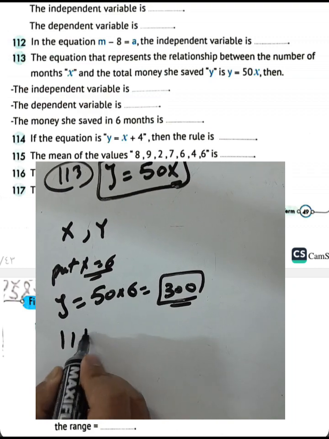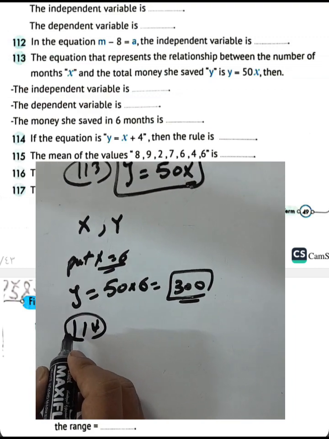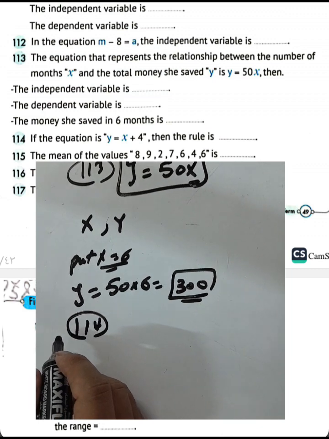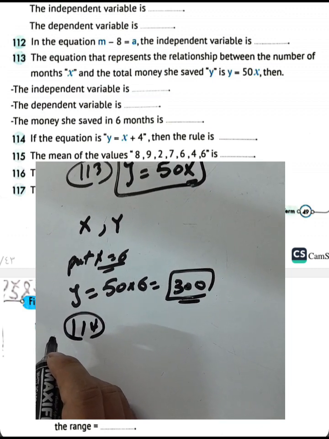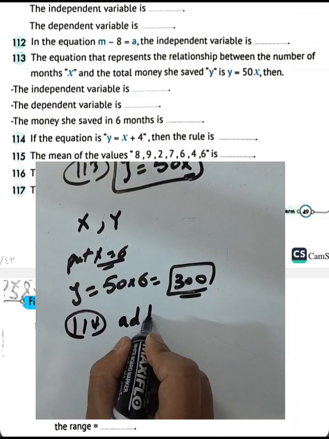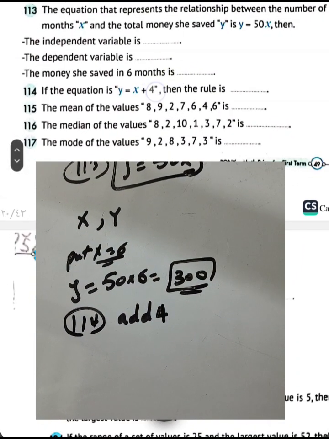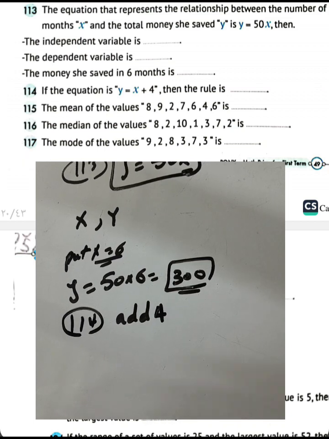Question 114. In the equation y equals x plus 4, the rule here is add 4. x plus 4 means add 4. The rule will be add 4.